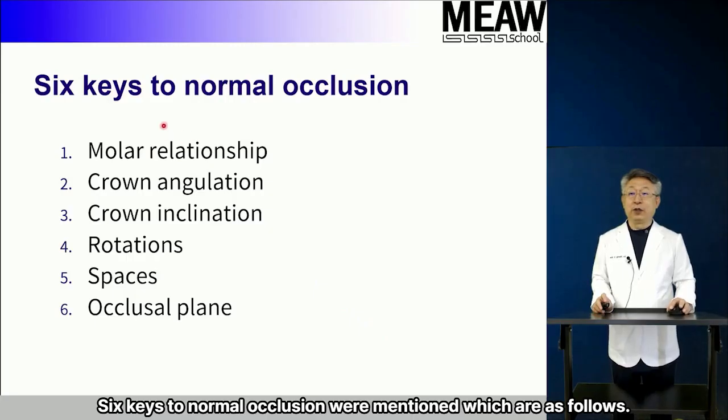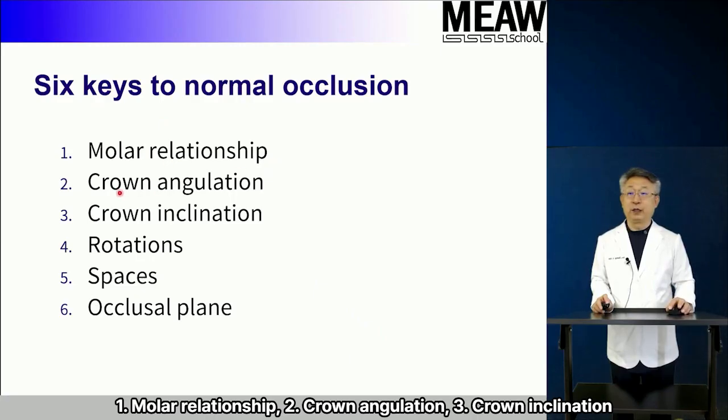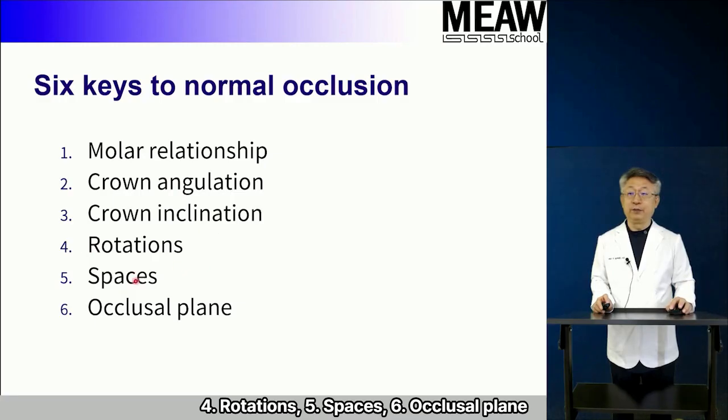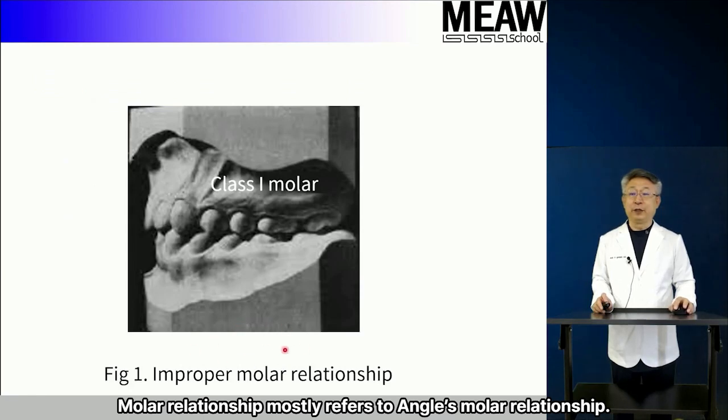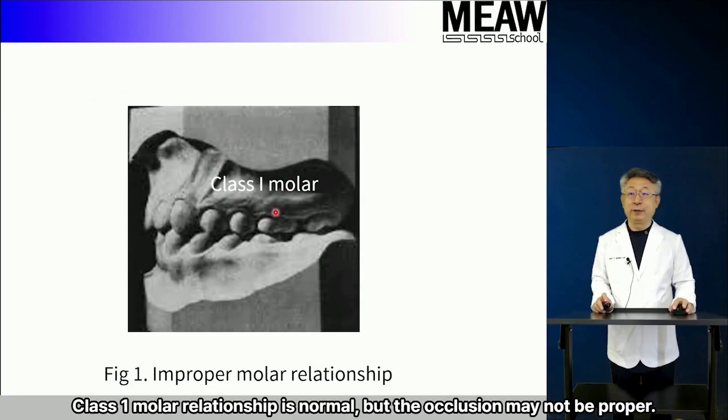6 keys to normal occlusion were mentioned, which are as follows. 1. Molar relationship. 2. Crown angulation. 3. Crown inclination. 4. Rotations. 5. Spaces. 6. Occlusal plane. Molar relationship mostly refers to Angle's classification. Class 1 molar relationship is normal, but the occlusion may not be proper.